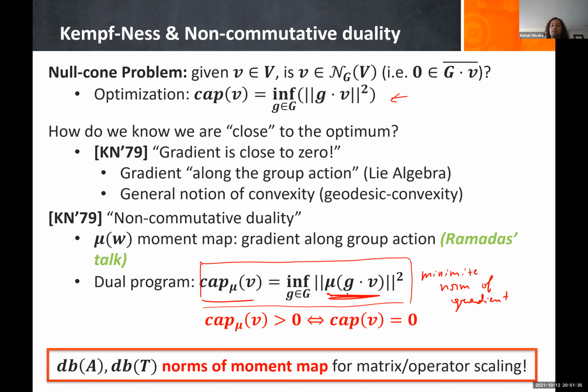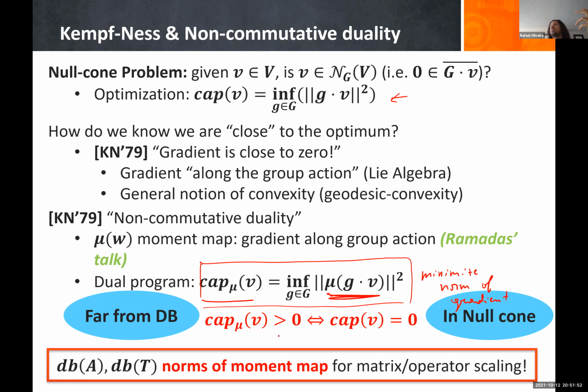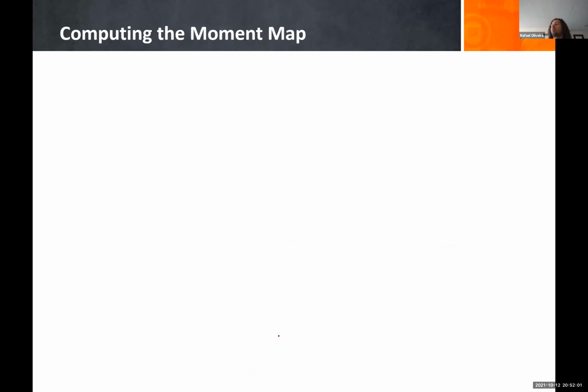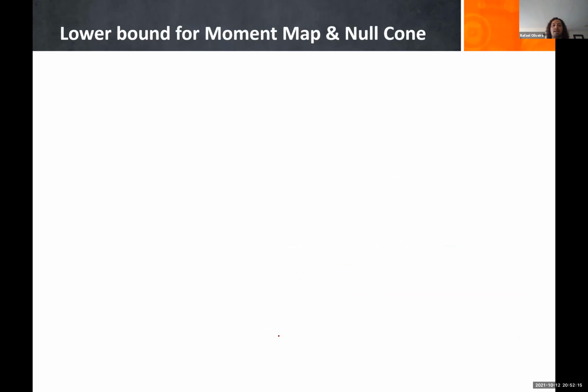And if the minimum is always bigger than 0, and is a bit far from 0, we know that we must be in the null cone. So Kempf-Ness is just telling us that if you're far from doubly balanced, it means that we're in the null cone. Another great question is, how do we compute the moment map to see if it is doubly balanced? I could do that in a little bit, and it is a good exercise to put in concrete terms the general picture that Ramadas gave us. So I can do that later if I have time.